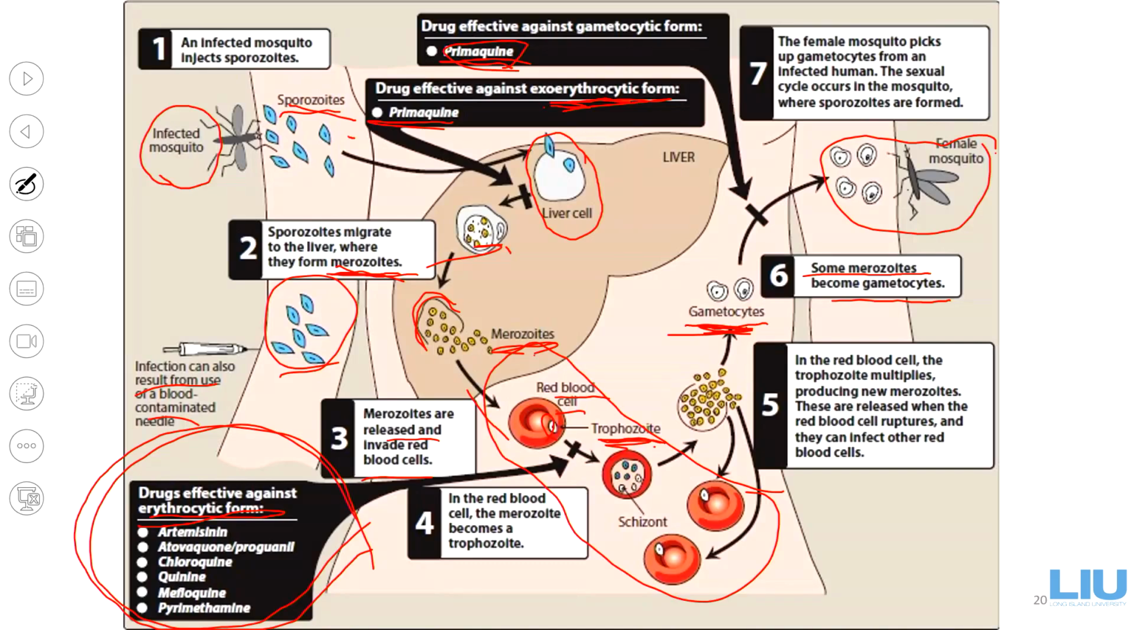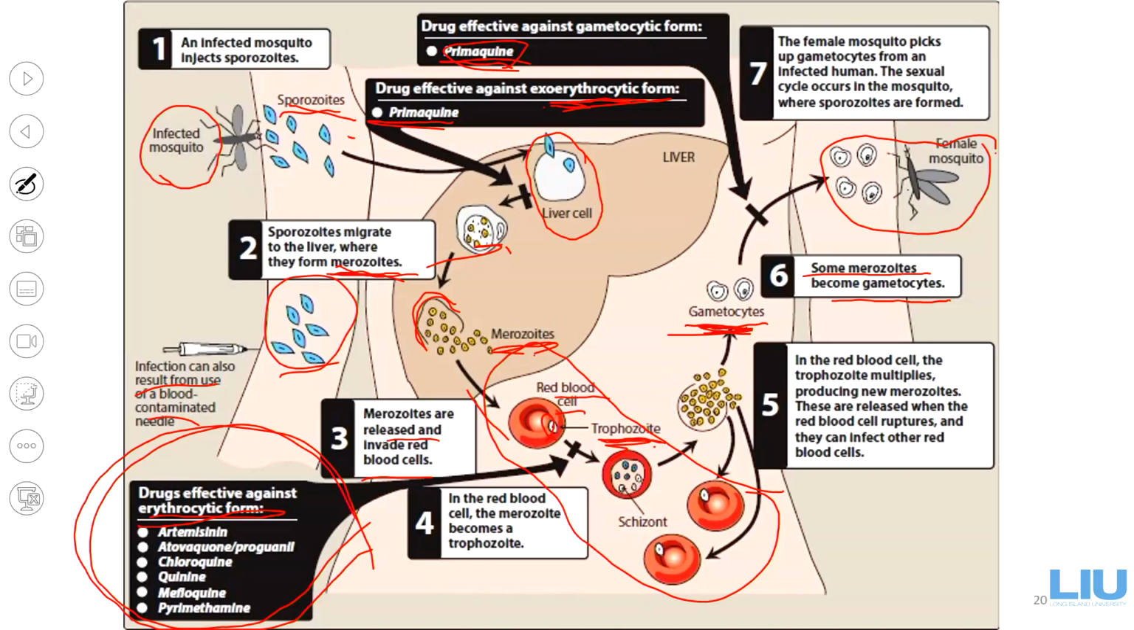Questions about that? Any questions? Yes. Do we have to know the life cycle? We don't. It helps us later on when we talk about drugs that act only in certain forms.